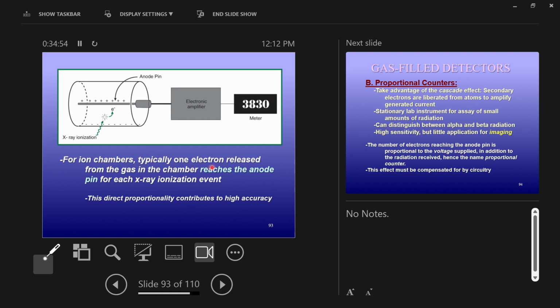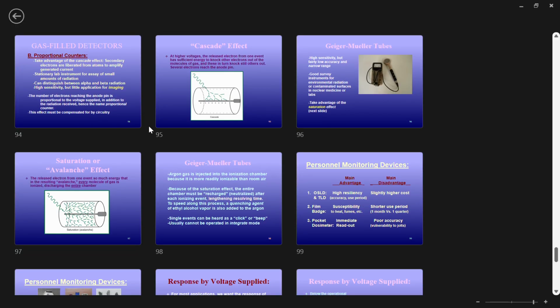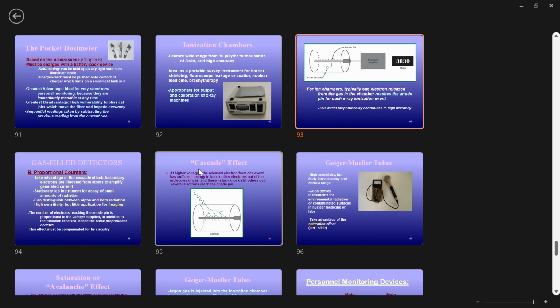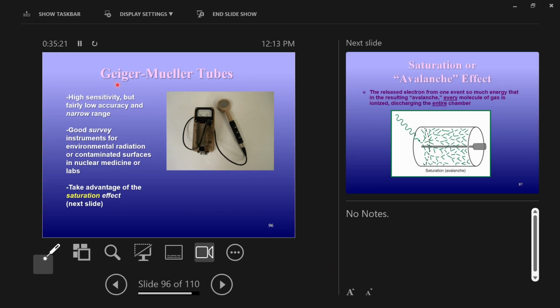One electron released in the gas chamber reaches the anode pin for each X-ray ionization event. Each one of those can be amplified and detected as a click, okay? Or an alpha particle or beta particle, whatever, but each time it can detect a decay event, a radioactive event. Okay, so Geiger-Müller tubes, these type.